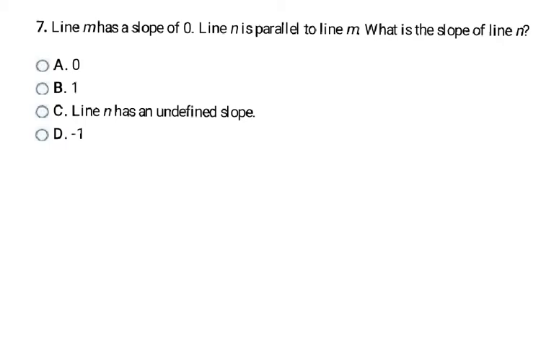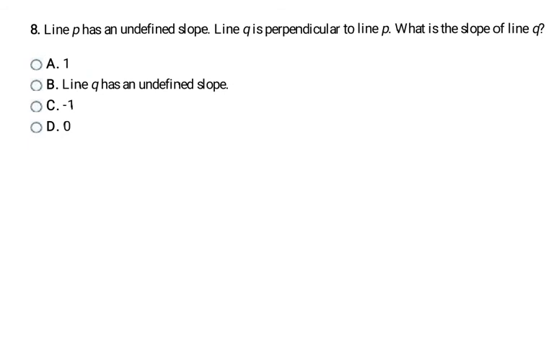So now we have this line M. It has a slope of 0. So that's a HOY line. That's a horizontal line. And line N is parallel to line M. So their parallel slopes are the same. So what is the slope of line N? Well, knowing that they're exactly the same, if one is 0, the other one's going to be 0. So my answer is A.